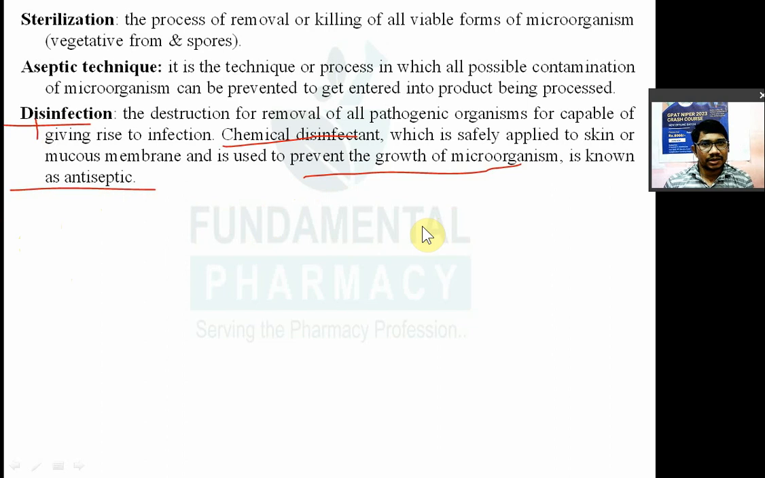Antiseptic and disinfectant. Normally, disinfectant is applied on inanimate objects. डिसइंफेक्टेंट किसके लिए अप्लाई करते हैं? जैसे फ्लोर है या फिर कोई आपका यूटेंसिल है ना, जैसे आपका बीकर है, डिसइंफेक्टेंट. जैसे आपको कोई एपरेटस है, डिसइंफेक्टेंट. बट डिसइंफेक्टेंट आप स्किन के ऊपर नहीं अप्लाई करते. स्किन के ऊपर आप अप्लाई करते हो एंटीसेप्टिक.